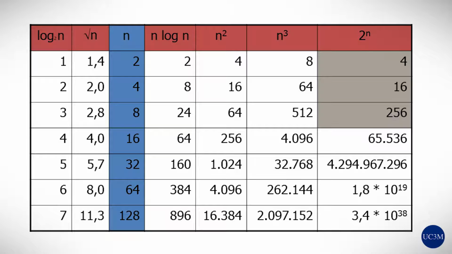Here we see a comparative table of the different growth rates. Say we duplicate the size of the input n successively: 2, 4, 8, 16, 32, etc. How much do we have to wait for the result? If the algorithm is logarithmic, we barely have to wait much more. If it is quadratic or cubic, the growth is considerable. However, if it is exponential, the growth is unbearable.